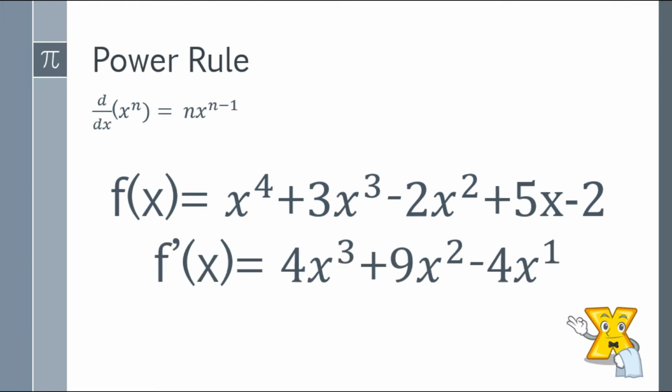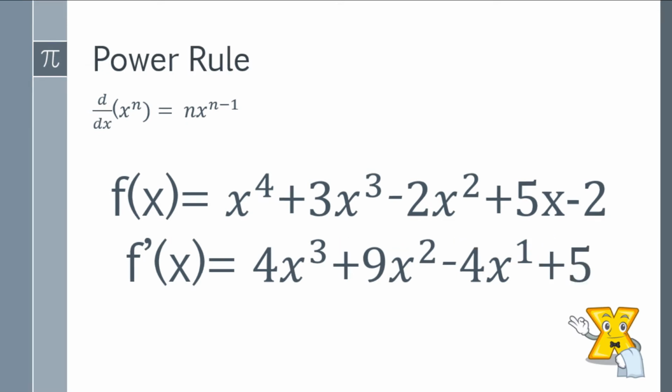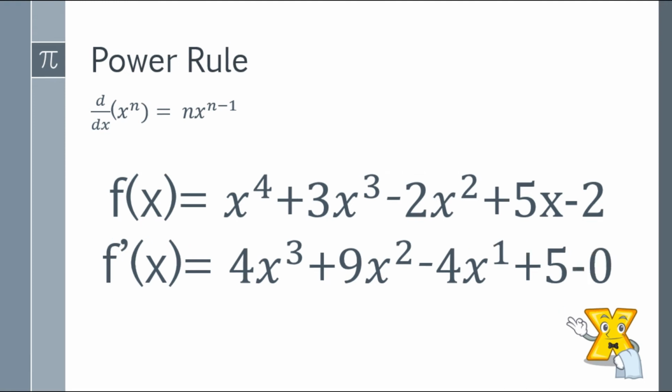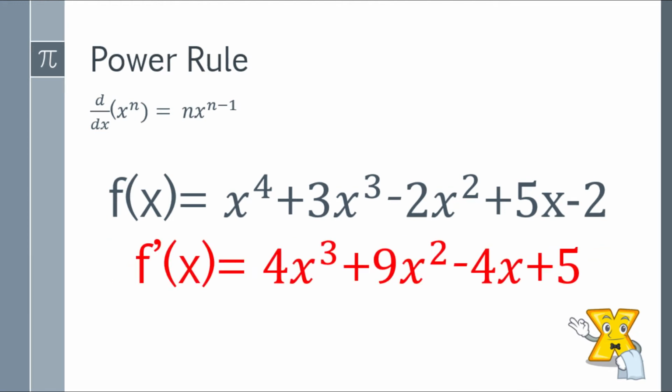Paano naman yung 2x squared? Okay. So, yung 2, ibababa mo siya, times mo siya sa 2, that will be 4, and 2 minus 1 is 1, so that will be x to the 1, or x to the first power. That will be 4x to the first power. Tapos yung 5x, magiging 5 na lang, according to the constant rule. At yung 2, 0 na lang. So, if we're going to simplify it, the answer is 4x cubed plus 9x squared minus 4x plus 5. Ayun yung derivative ng function.